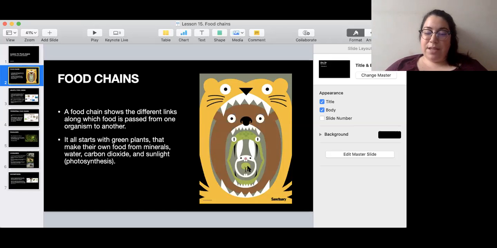So you have a plant, a rabbit ate a plant, a snake ate a rabbit. Then you can have something like a bear ate the snake, and then a lion ate the bear. Just an example, but you get the idea. And it all starts with green plants, plants that make their own food from minerals, from water, from carbon dioxide, and sunlight. So they do photosynthesis. And photosynthesis is really, really important for the beginning of food chains. So if we don't have plants, all the food chain just falls.